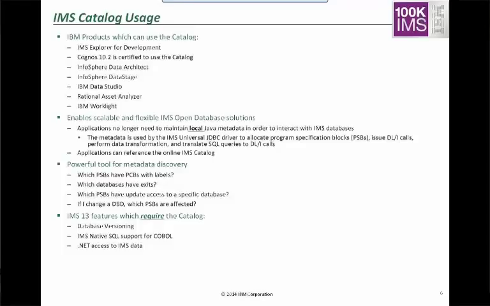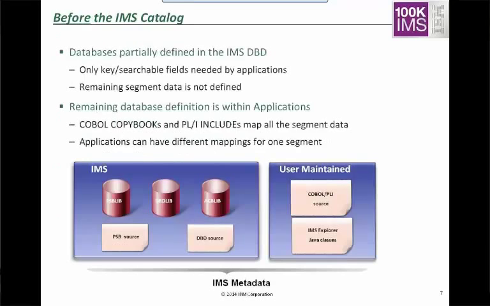And of course, information in the IMS catalog is useful for metadata discovery. So things like which PSBs have PCBs with labels, which databases have exits, which PSBs access which databases. Those kinds of searches you can now do against the IMS catalog. And I mentioned this before. Here it is again, the new features in IMS version 13, things like database versioning, native SQL support for COBOL programs, .NET access to IMS data, all require the IMS catalog. On to the next page.